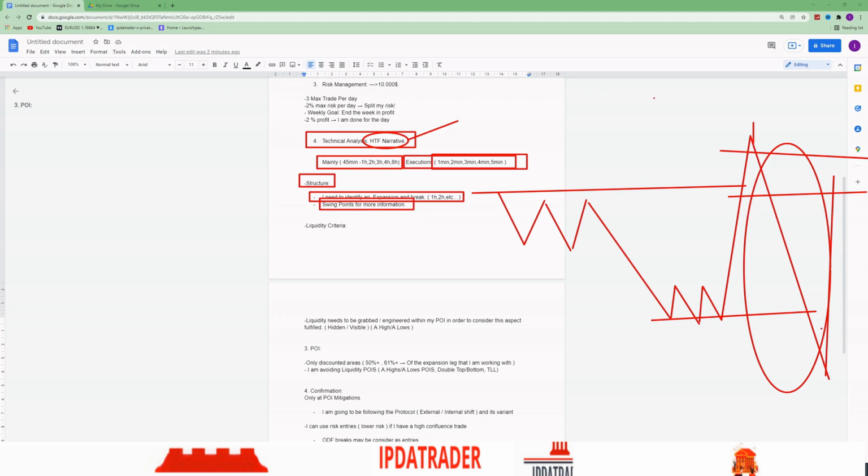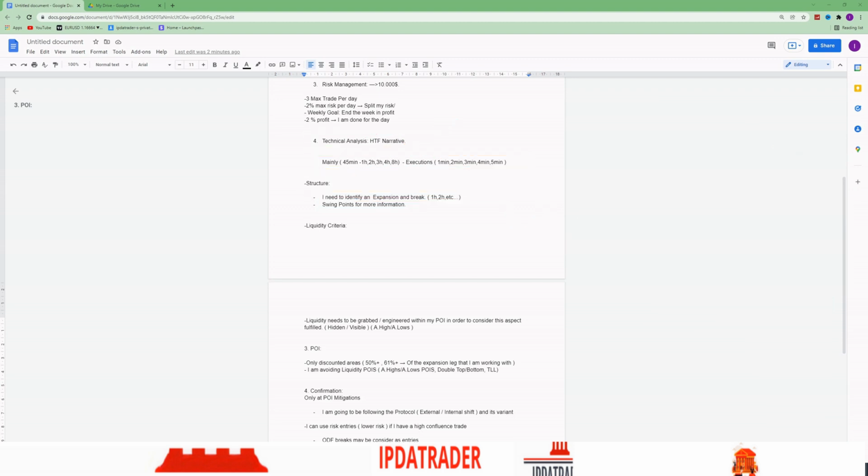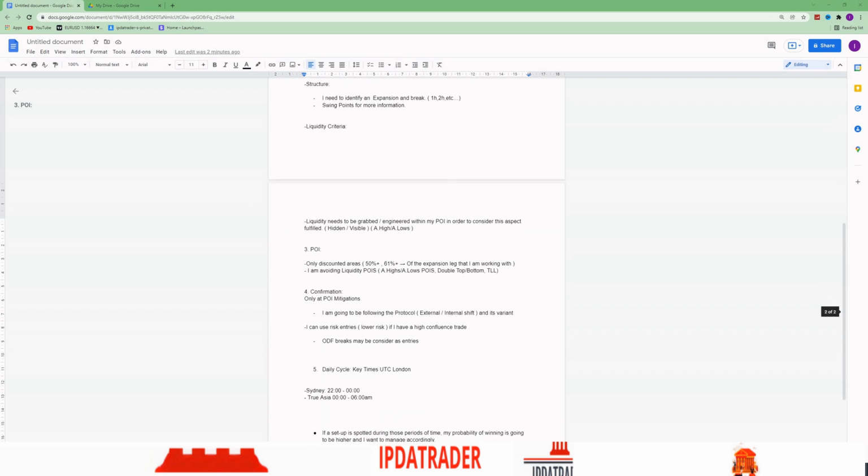All right, so that makes sense as well. Let's remove all the drawings. Let's move on to the liquidity criteria over here. And this is extremely easy as well. Liquidity needs to be grabbed, engineered within my point of interest in order to consider this aspect fulfilled, okay? Whether that is hidden or visible, completely up to you.